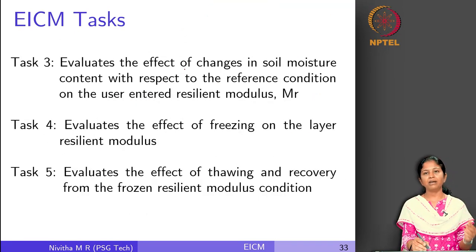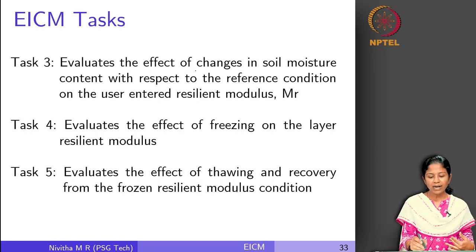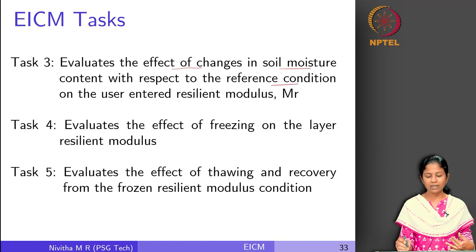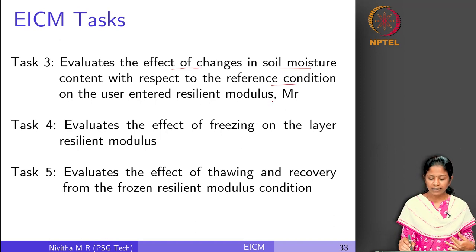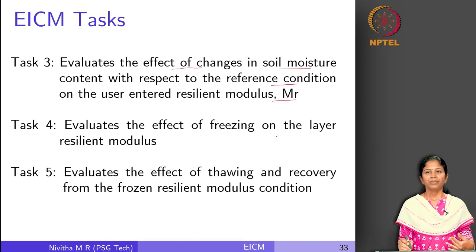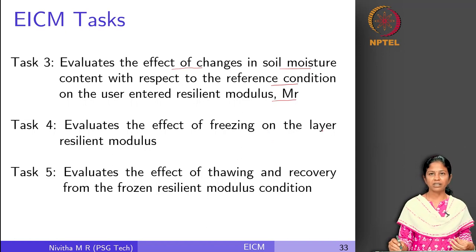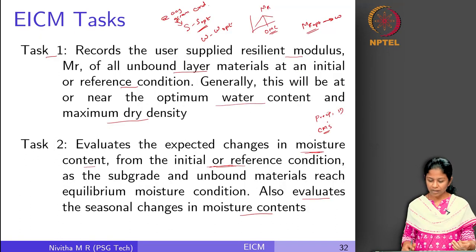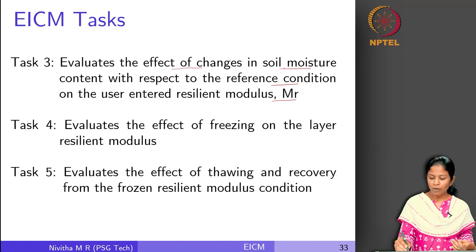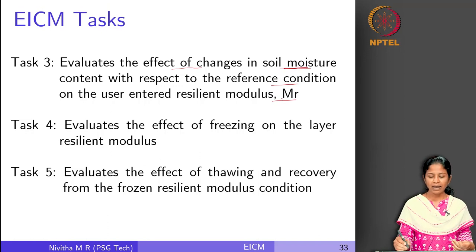Now it evaluates the third task. So once we have the reference condition and the changes in moisture content, the third task is to evaluate the effect of changes in soil moisture content with respect to the reference condition or the user entered resilient modulus, right? So what are the changes in soil moisture content with respect to the reference condition? In the previous case, we have evaluated only the changes in moisture content, right? So here the soil moisture content is calculated accordingly and the effect on resilient modulus is calculated.